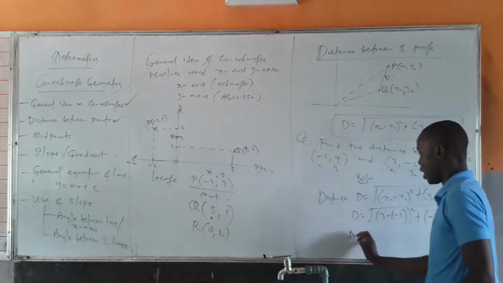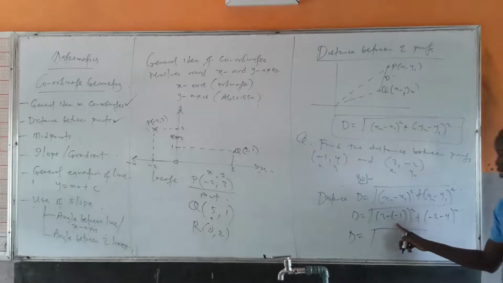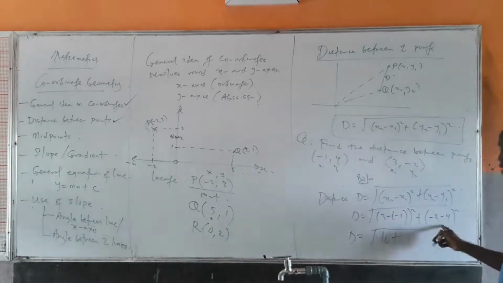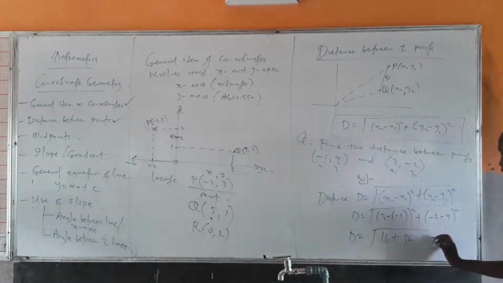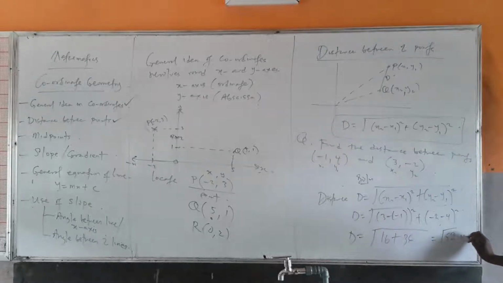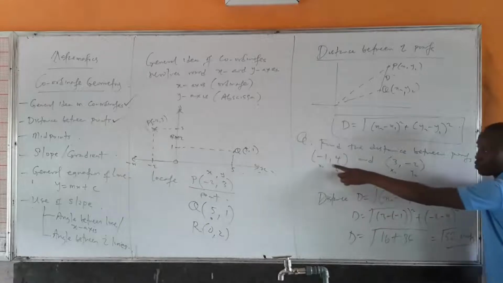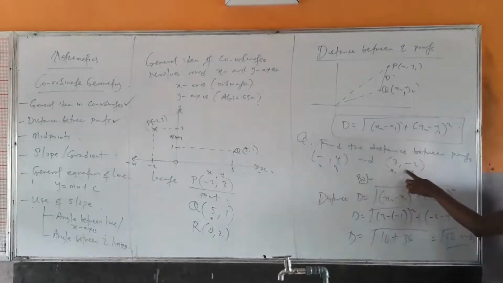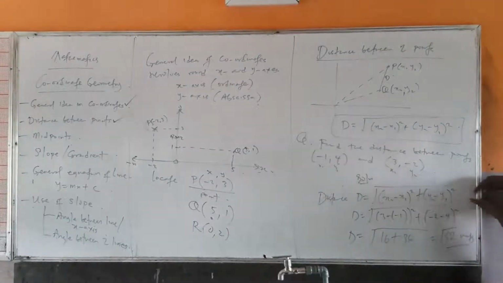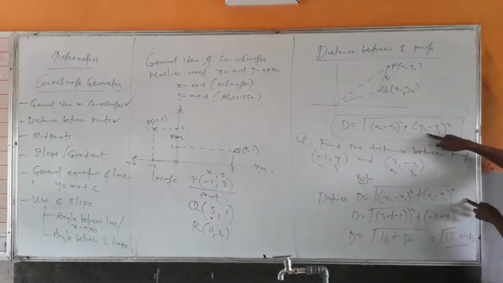So what do I have? Here I have 16. And here I have 36. So here I have square root of 52 units. So the distance between the 2 points, minus 1 and 4, and 3 and minus 2 will simply be by putting in these values into where I have x2 and x1, y2 and y1.